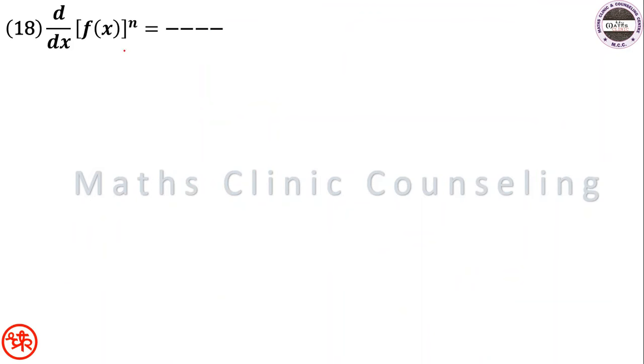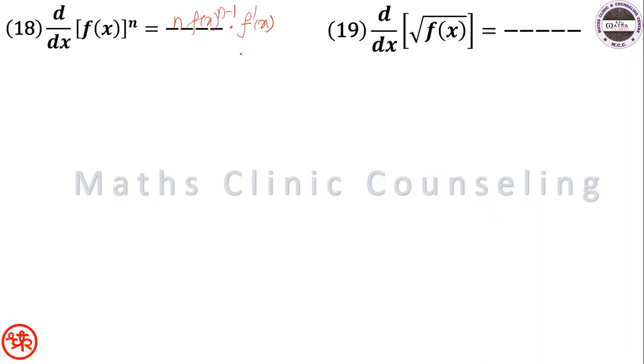Now d/dx of f of x to the power n is equal to n into f of x to the power n minus 1 into the derivative of f of x, that is f dash of x. Is that clear? Then d/dx of root f of x, the derivative of root x being 1 upon 2 root x, is 1 upon 2 root f of x into f dash of x.